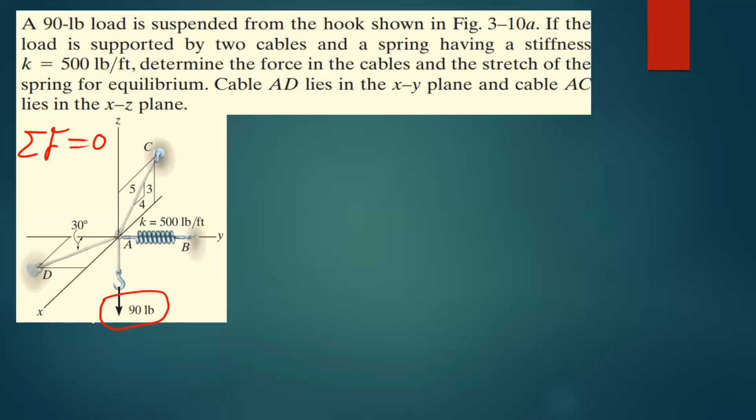Then we know the force of a spring is given by what? By K times what? Times the stretch. So the stretch here is just a change in the distance, let me just call it distance for lack of better terms. It's just the distance that this spring will stretch when the load is in equilibrium, from its initial state. All right.